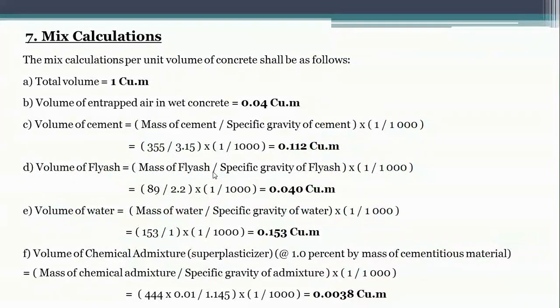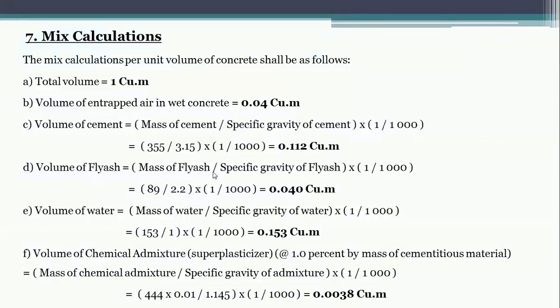So next is mix calculation. As you all know, we are doing mix calculation for 1 cubic meter of concrete. The volume of entrapped air is 4% given in the data, so it is 0.04. Then volume of cement is given by the formula, it is in the code book also, or you can refer to the slide: mass of cement divided by specific gravity of cement into 1 by 1000. Mass of cement is 355 after deducting the mass of the fly ash from the total cementitious content. So 355 divided by 3.15 into 1 by 1000, you will get 0.112 cubic meter.